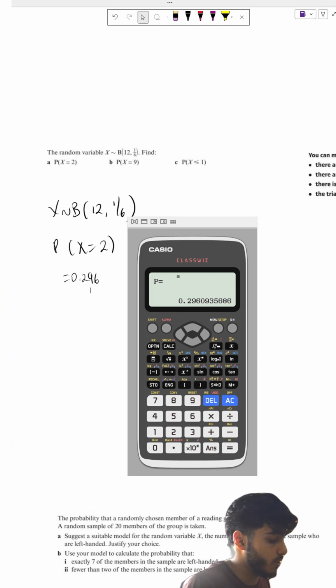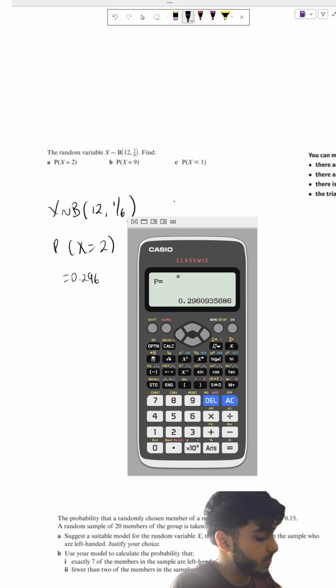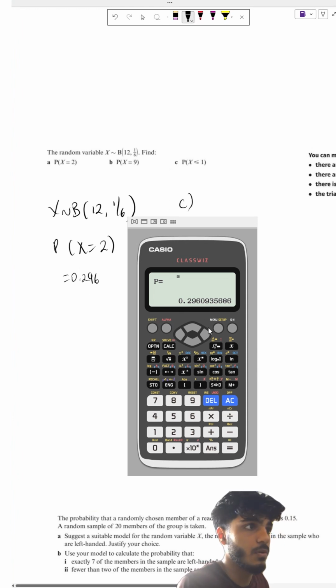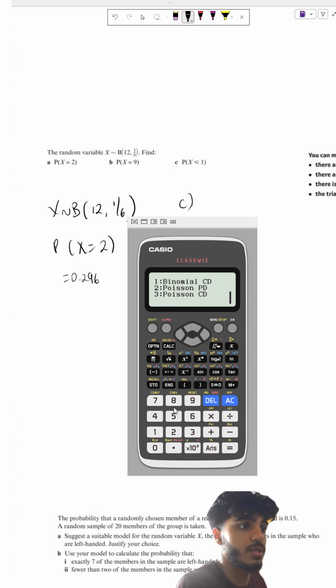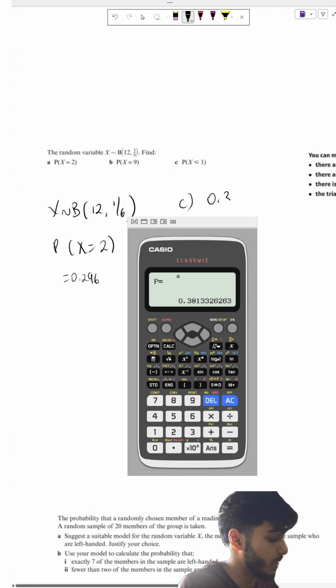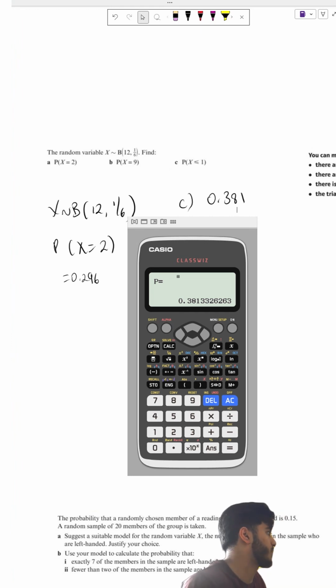Same thing for the next one. I'm just going to jump straight to part C. Menu. Instead of using PD, I'm just going to use CD this time, and I just want less than or equal to 1. That gives me 0.381. You don't have to put any sort of working out for this. You can put the probability straight down and get the full marks.